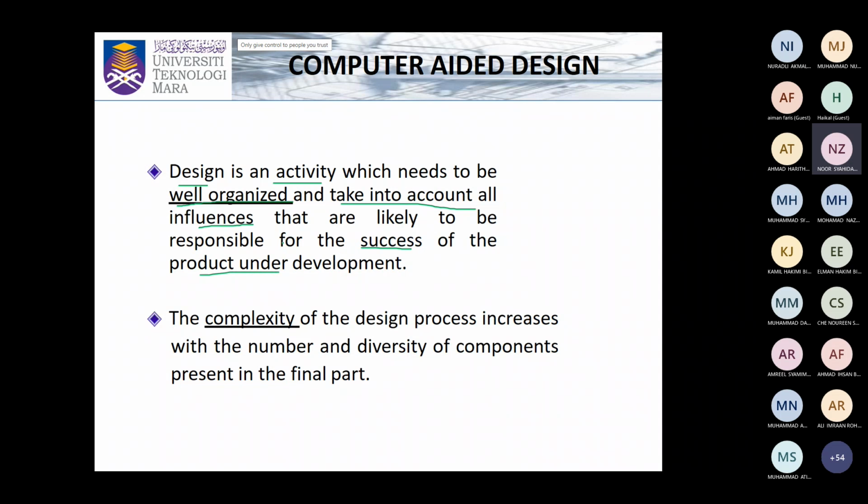So when we talk about all kinds of influencing factors, you must see, and that's when you will look at the manufacturing point of view.